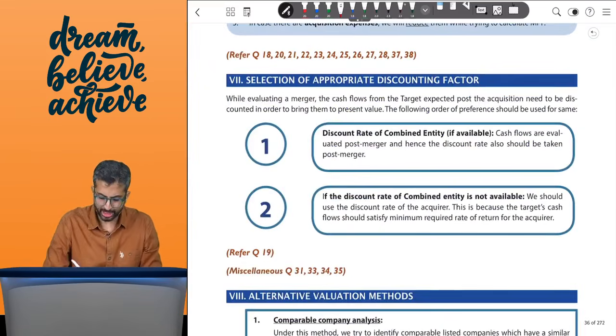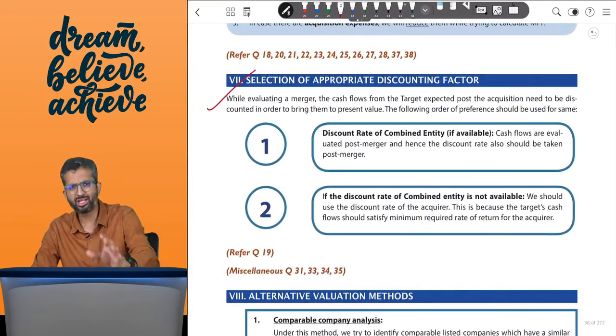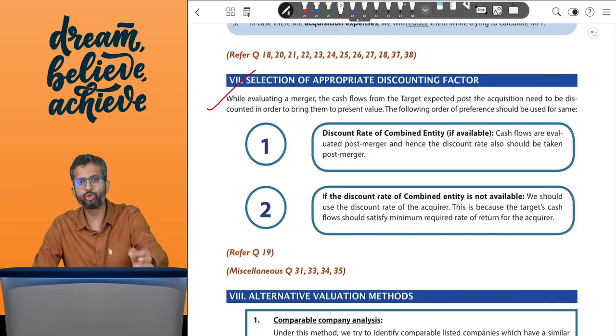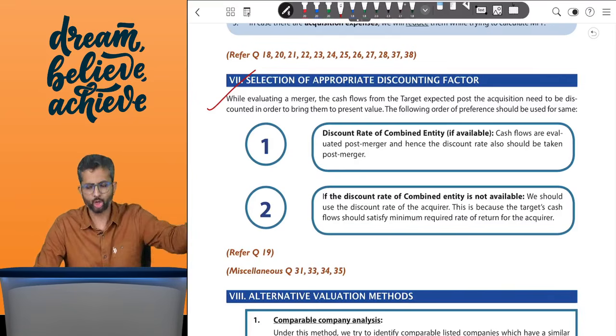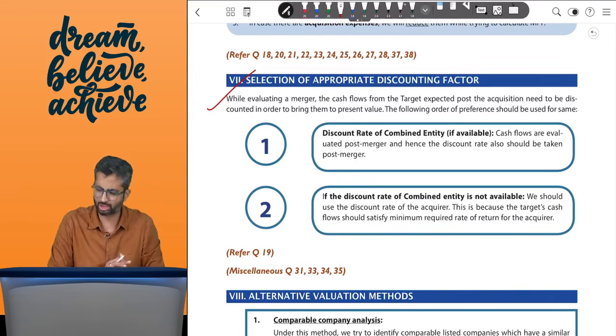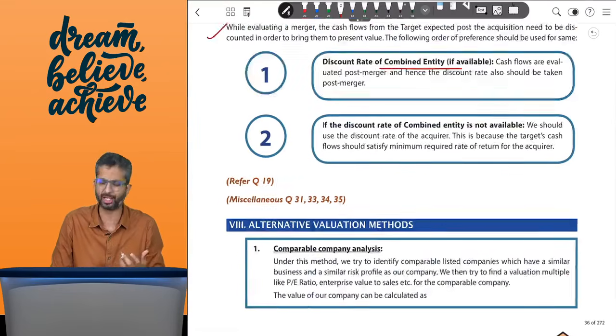Okay. Next, you select the appropriate discount rate. Ideally, if nothing is available, you are discounting the post-merger cash flows, and hence, if you get the post-merger cost of capital, you will use that. If that is not available, then you can discount using the pre-merger discount rates. However, the first preference is always the post-merger discount rate of the combined entity.